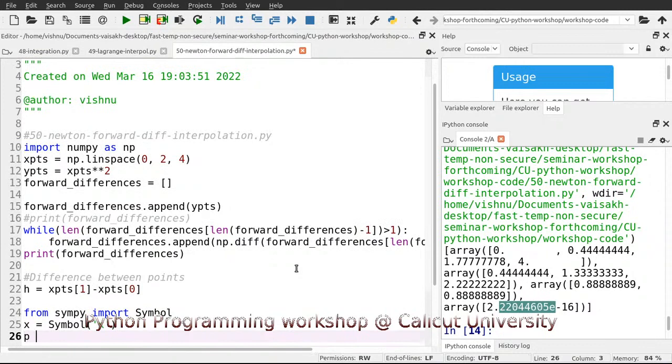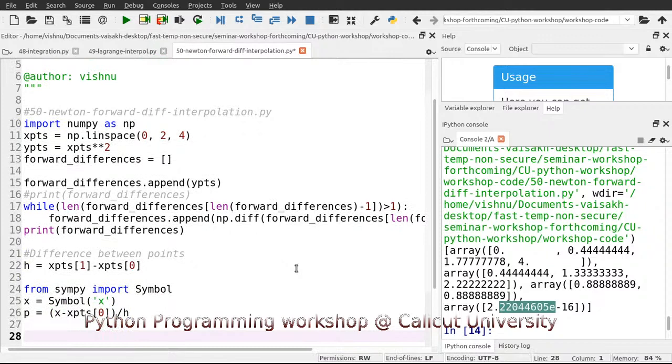Now p is a part of the formula: p is equal to x minus x naught, divided by h. The forward difference interpolation formula is Newton's forward formula.